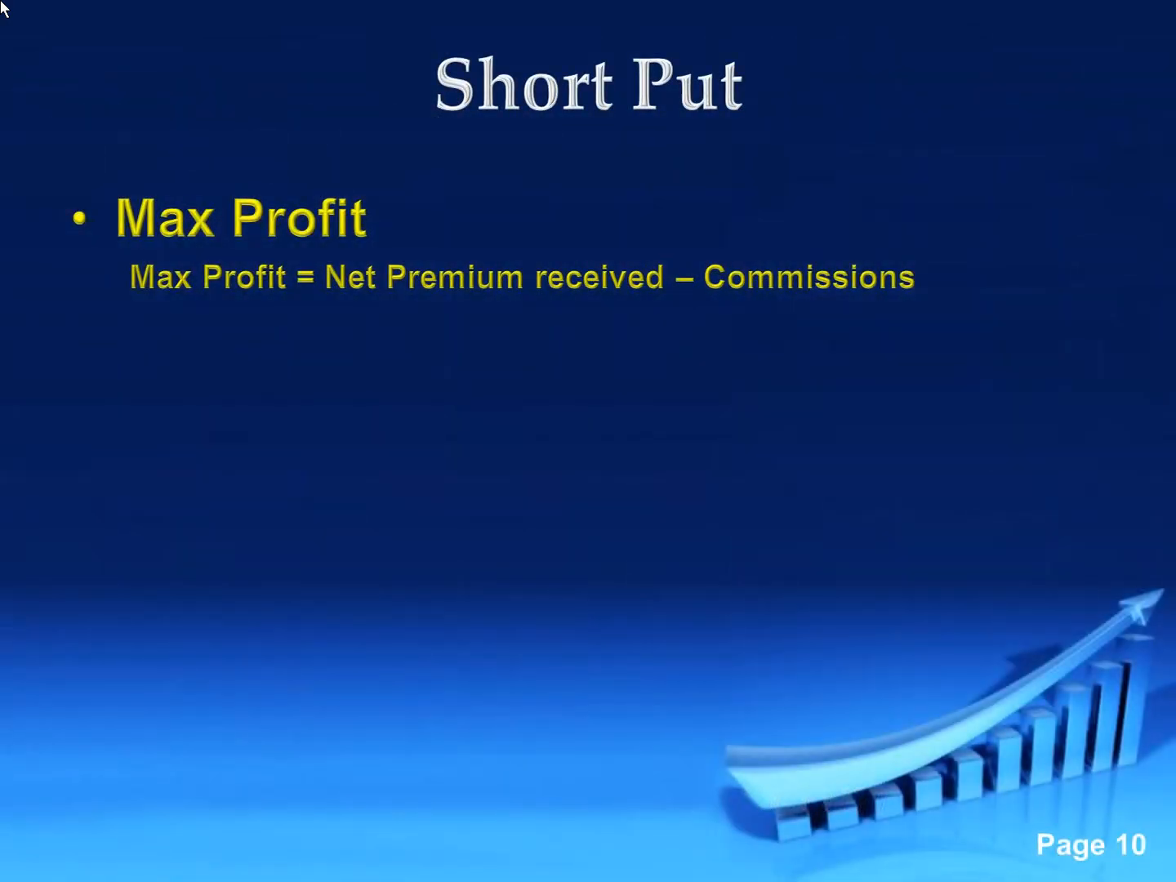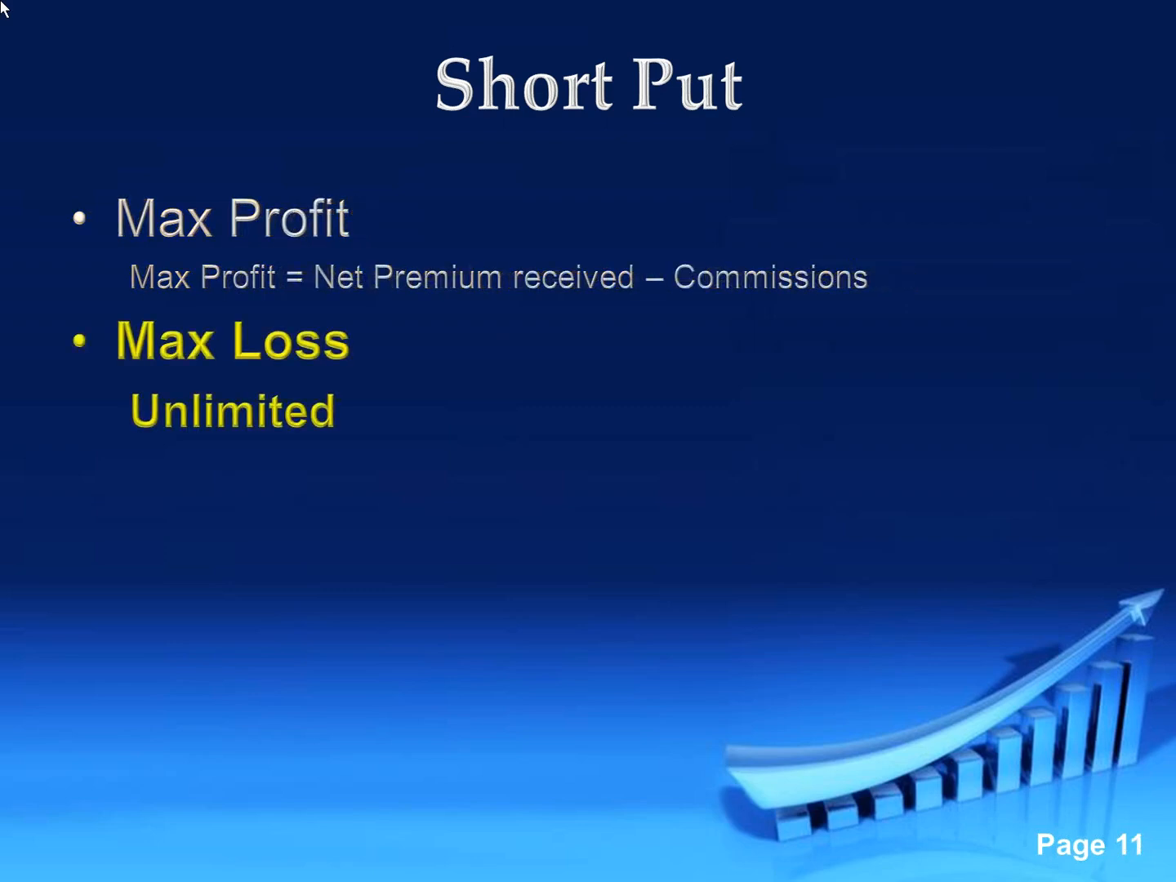Our max profit is basically our premium received. Anytime you collect a credit, that is going to be, and I have commissions on there. We don't have to worry about commissions so much anymore. I guess you still do with the options, but they are a little bit less now. But anyway, the premium you received is really going to be your max profit on this.